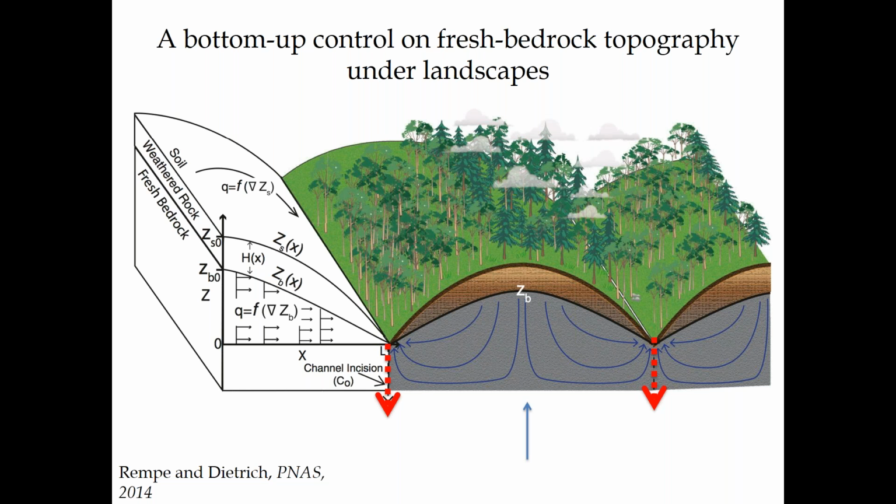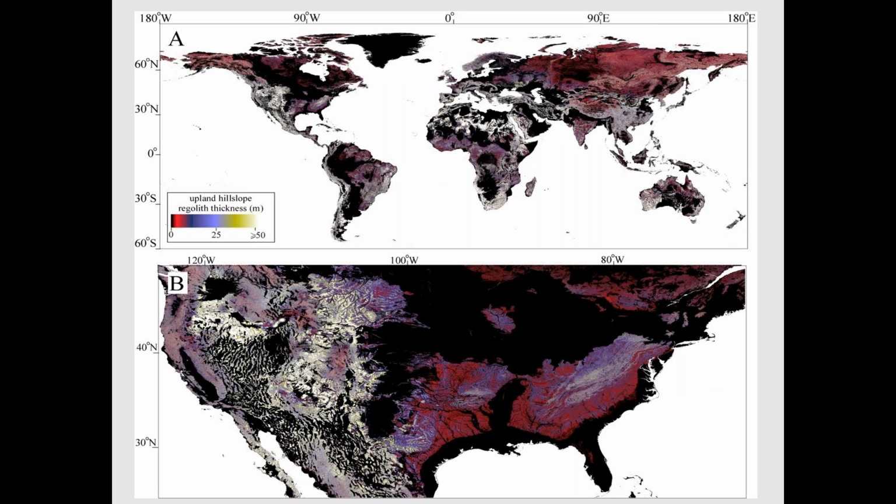Again, this is not necessarily the only control, but what I did was take the data from Ying Fang's work on depth to perennial water table to create a map of the upland hill slope regolith thickness. This map is only for the uplands, so it shows all mountainous areas. In the lower figure, you're looking at essentially all the mountainous areas of the western United States, and you're looking at the broad Appalachians and the Piedmont region.